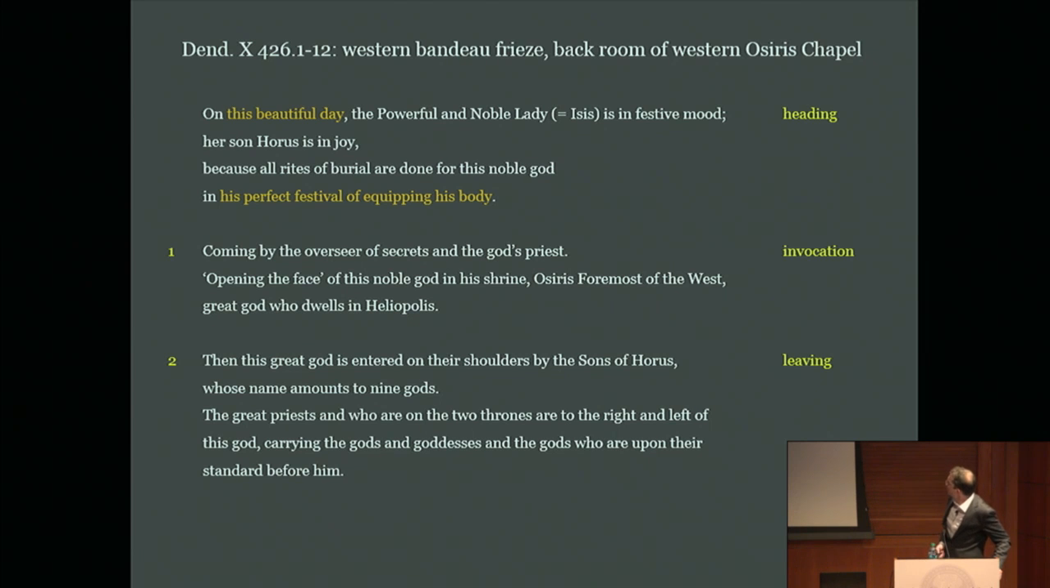It says, coming by the overseer of secrets and the god's priest. That is basically the same priest as is mentioned in the Artemis Papyrus. He comes, and he opens the opening of the face, so he does basically this invocation ritual of this noble god of the mummy in his shrine, Osiris. So that is the invocation. The second episode then is, then this great god, the mummy, is entered on their shoulders by these priests, by the sons of Horus, whose name amounts to 9 gods. So we have these 9 priests who identify with the sons of Horus, and they carry the mummy out of the Wabet. So this is the leaving.